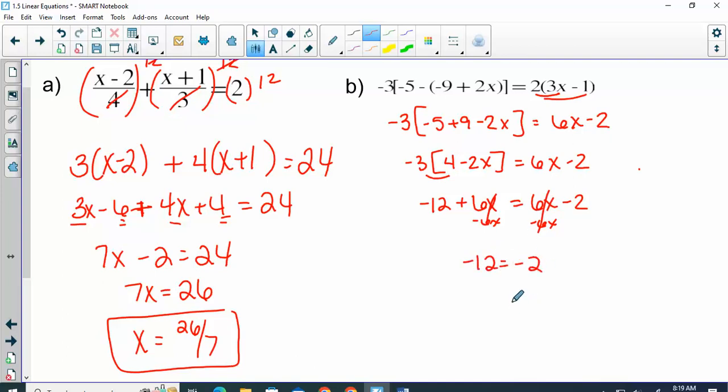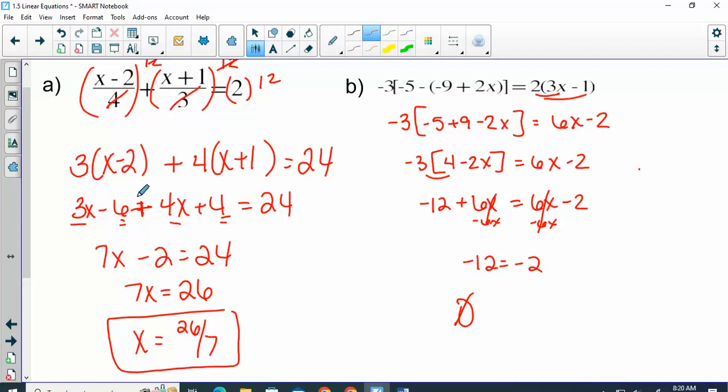Is that possible? So what does that mean? No solution. So there are different types of equations. There are equations where we get an answer, and then we just saw the case where we worked out our problem, everything canceled, and we were left with a false statement, so it was a no solution.